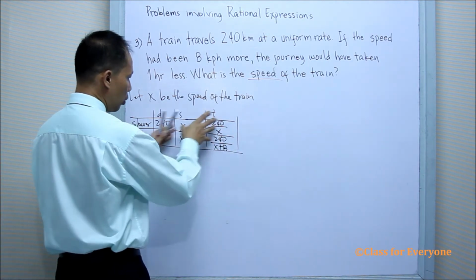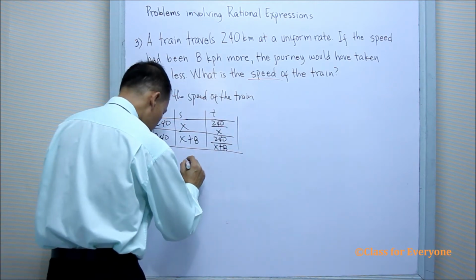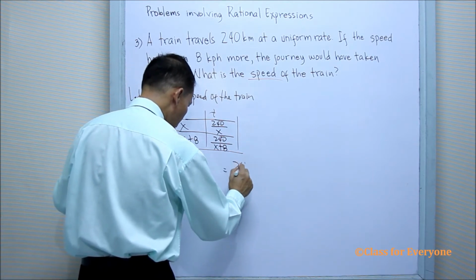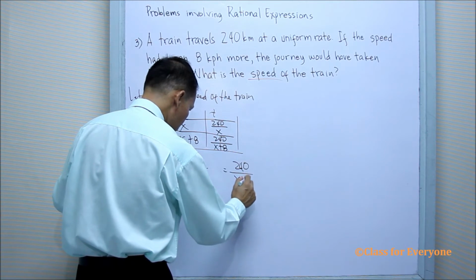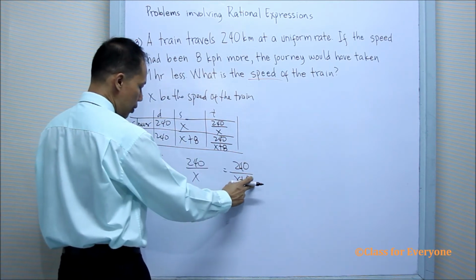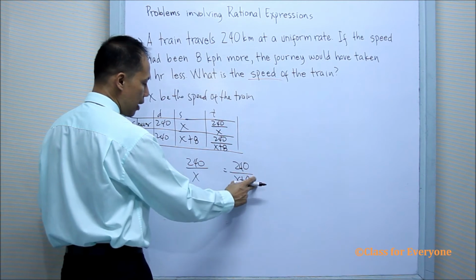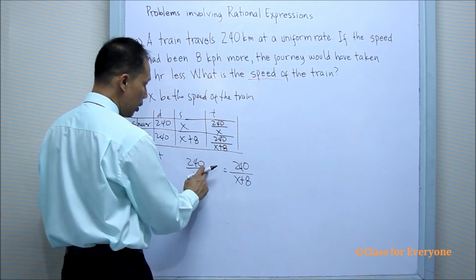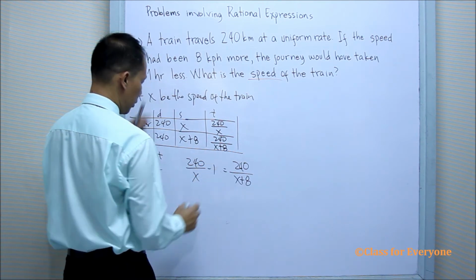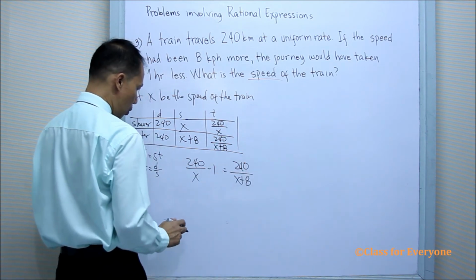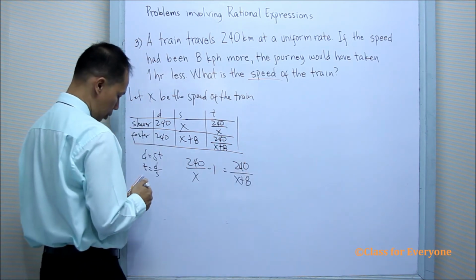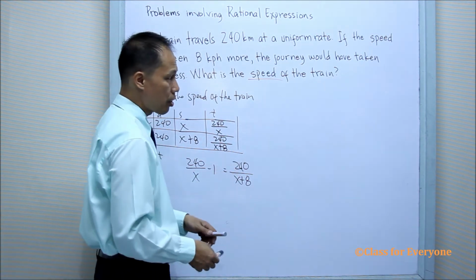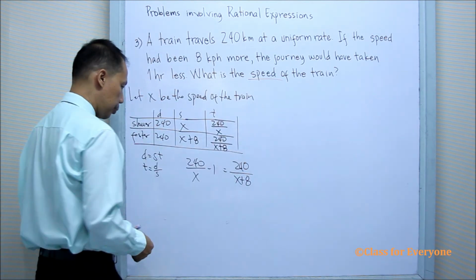So we have two time consumed. We have 240 over x and 240 over x plus 8. Now this is faster, so it consumes less time. So to make this equal, since this consumes a longer time, I will subtract 1 here to make this equal. Now, to solve for the unknown, the restriction is this: x should not be negative 8. Of course, there is no speed as a negative 8.